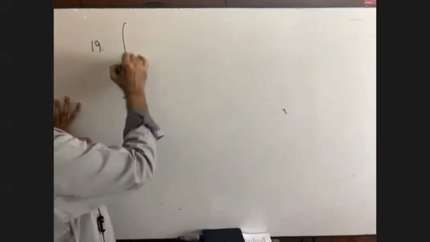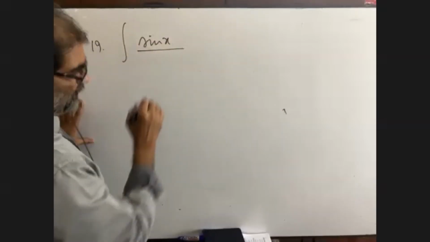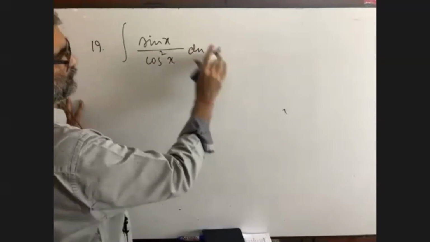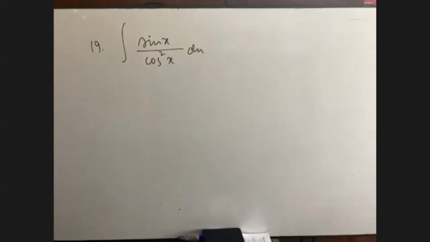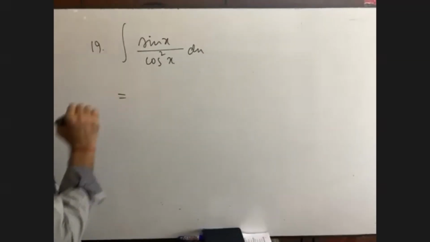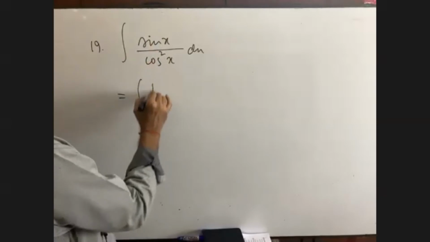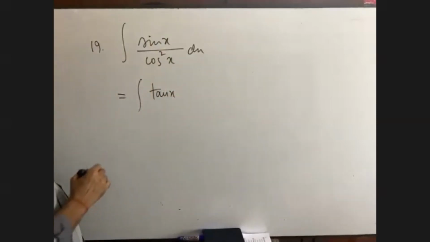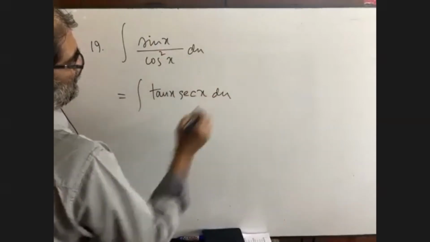Number 19. Sin x by cos square x dx. What will you do? Will you put it into formula of division? But you don't know. Then what will you do? Can you write this? Sin x by cos x equals to tan x. Then we are left with cos x in the denominator. So 1 by cos x equals to what? Sec x.